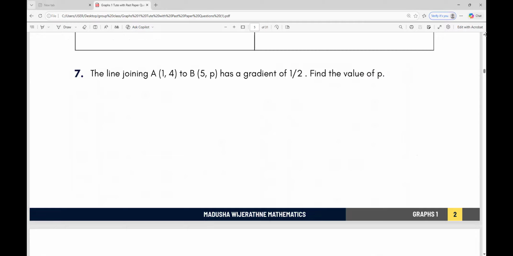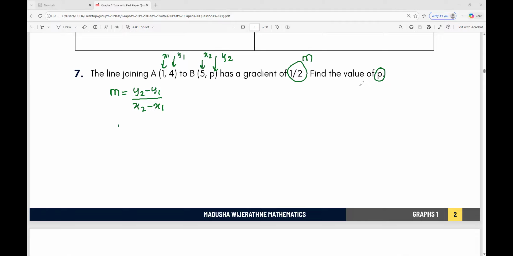Next one. The line joining A and B has a gradient of half. Find the value of P. P is the y coordinate of the second point. This is x1, this is y1, x2, y2. And this is the gradient M value. Find the value of P. Gradient is equal y2 minus y1, x2 minus x1. So substitute everything into the formula. Then you will get an equation in terms of P. Solve it. Find the value of P.